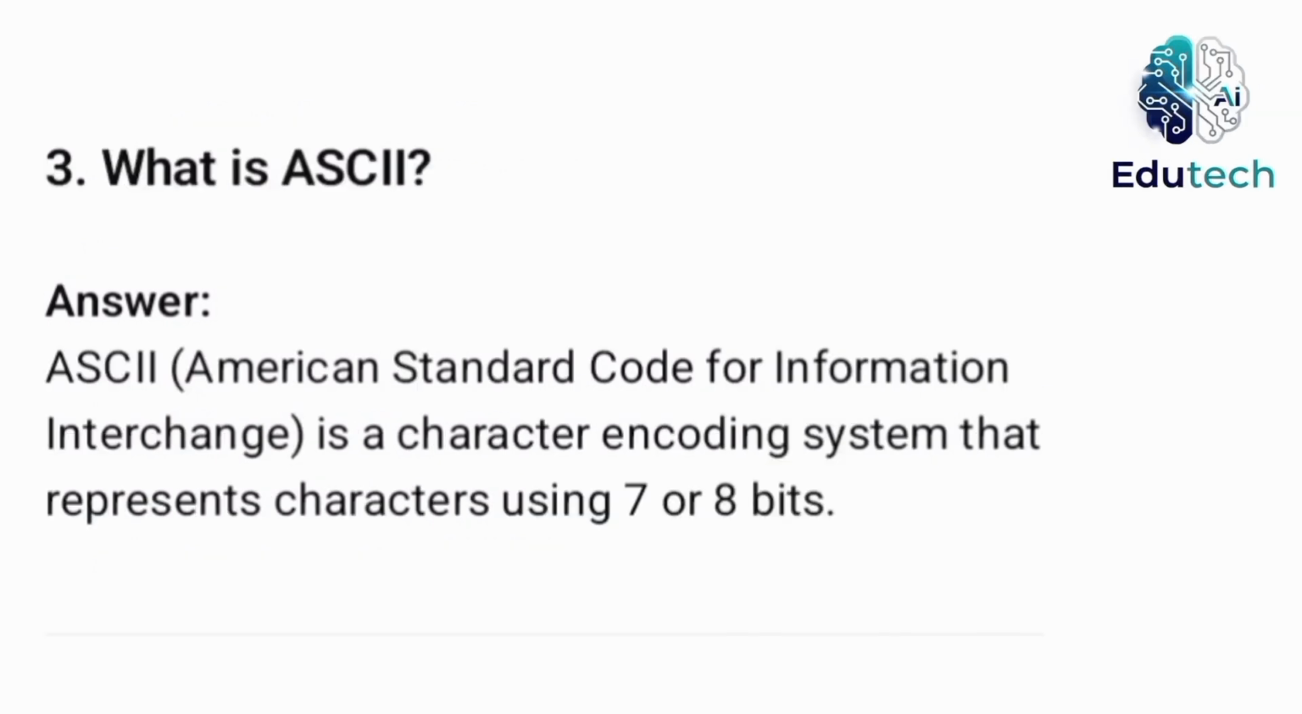What is ASCII? ASCII, American Standard Code for Information Interchange, is a standard character encoding system used to represent text in computers and communication devices. It assigns a unique numerical value to letters, digits, and special symbols using 7 or 8 bits. For example, the letter A is represented by the number 65 in ASCII.